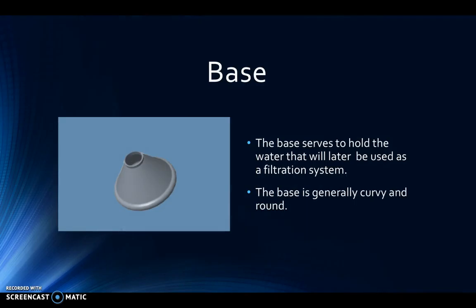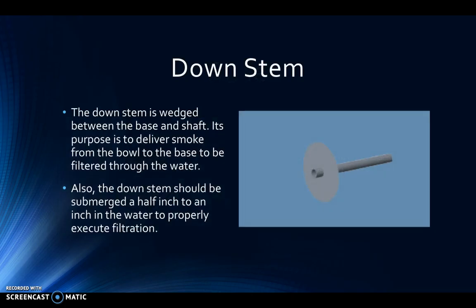The first part is the base. The base serves to hold the water that will later be used as the filtration system. The base is generally curvy and round. Downstem. The downstem is wedged between the base and shaft. Its purpose is to deliver smoke from the bowl to the base to be filtered through the water. Also, the downstem should be submerged a half inch to an inch in the water to properly execute filtration.